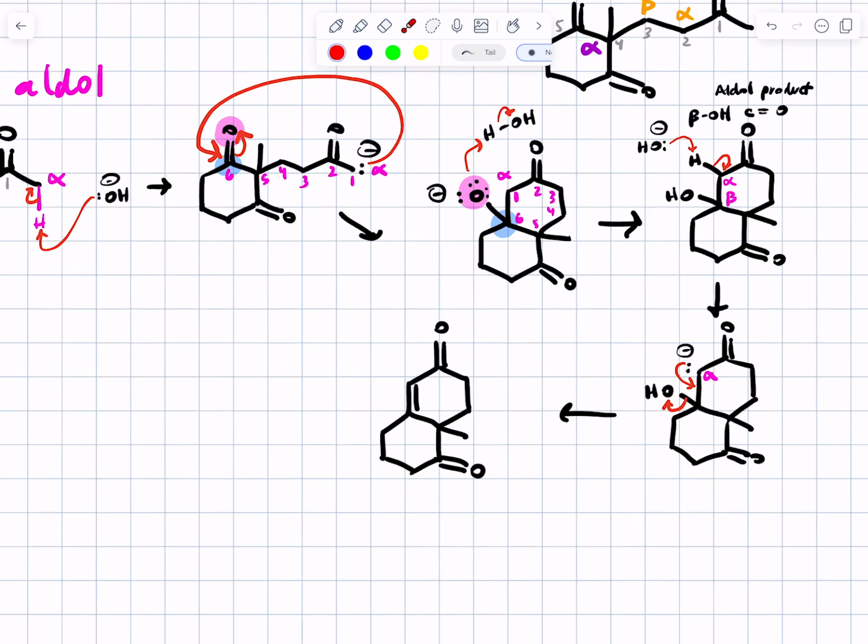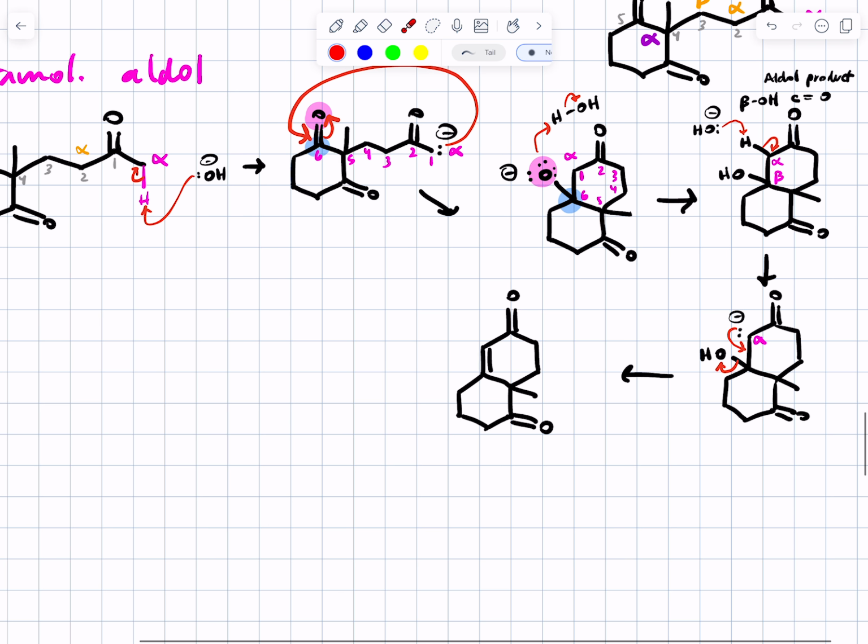For our purposes, though, when we're doing the Robinson annulation, we will always do it this way, in the way you would expect for just the straightforward intramolecular aldol. It's not that what you're suggesting isn't possible. It's just, I think they know it's possible and have deliberately chosen the examples to avoid that.